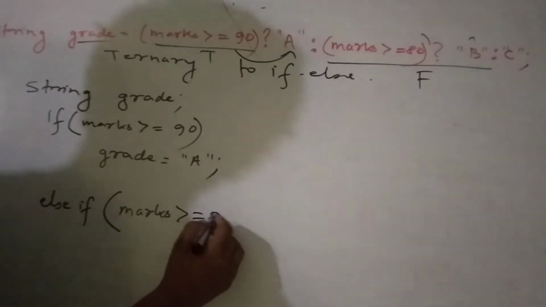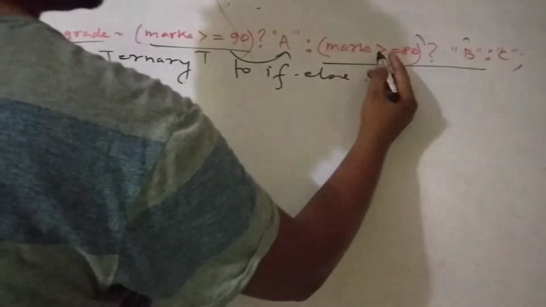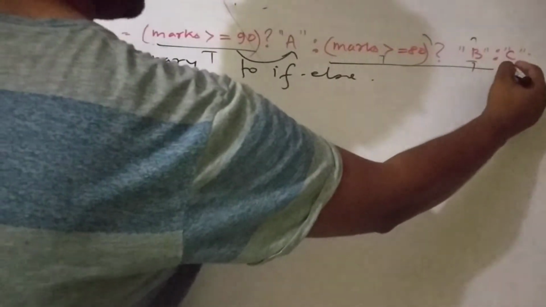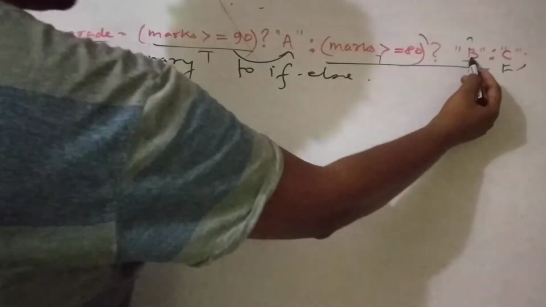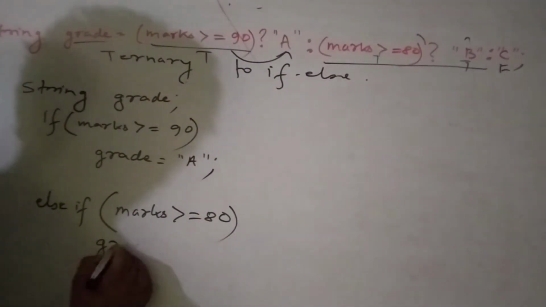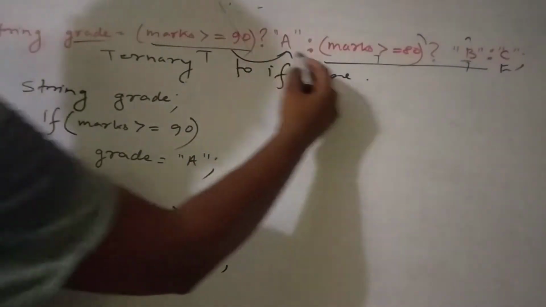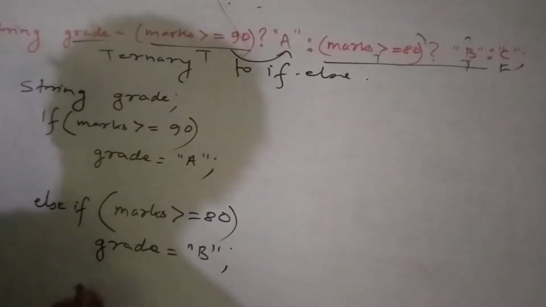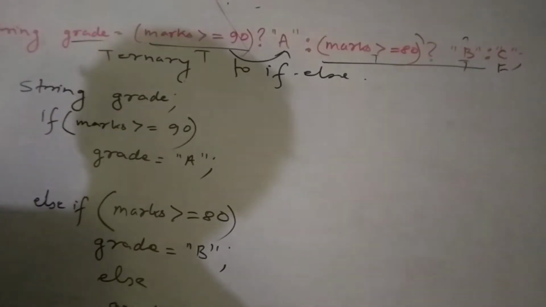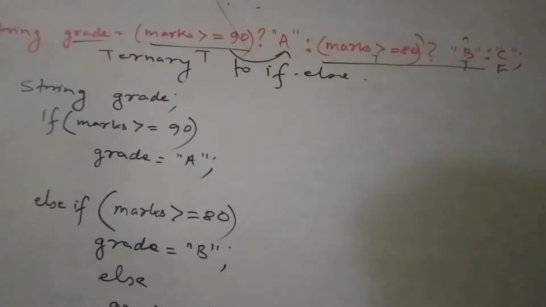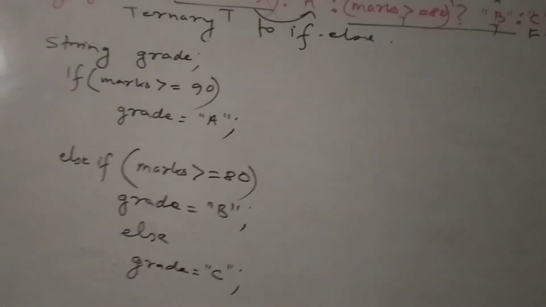So else if marks is greater than or equal to 80. If this is true now, it will come to this first part. If this is false, it will move to the second part. So if we consider marks is greater than or equal to 80, our value of grade will be how much? B. And if this is false, our value of grade will be how much? C. So else grade is equal to C. Clear? Okay.